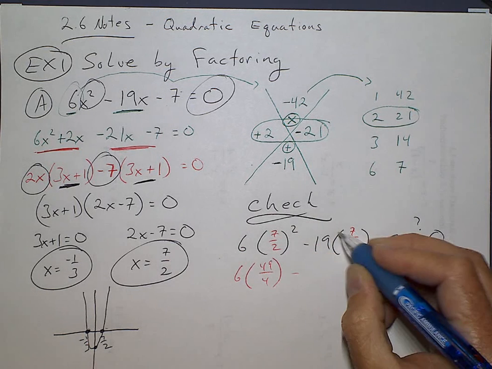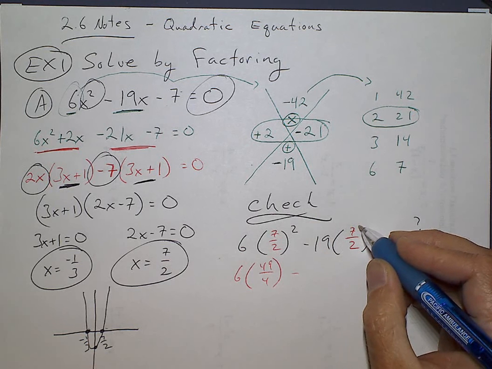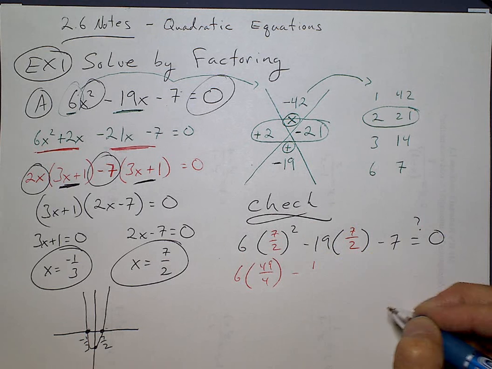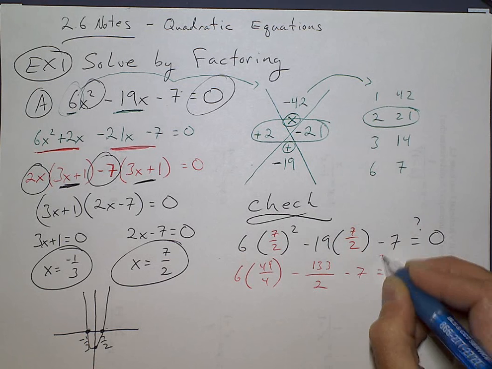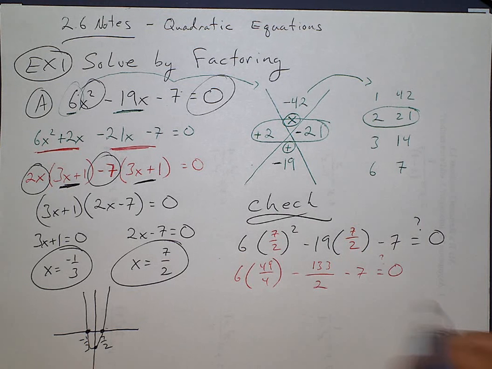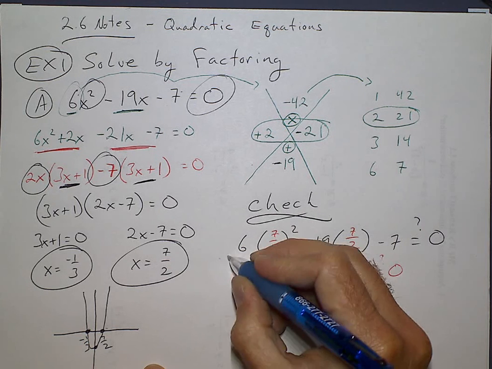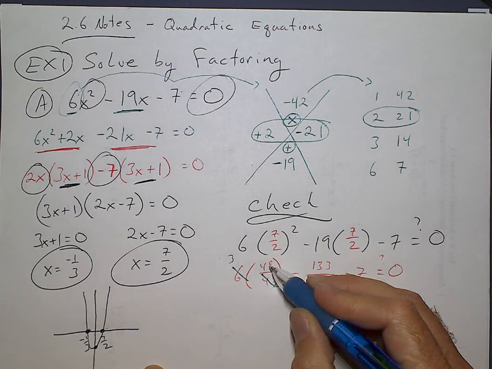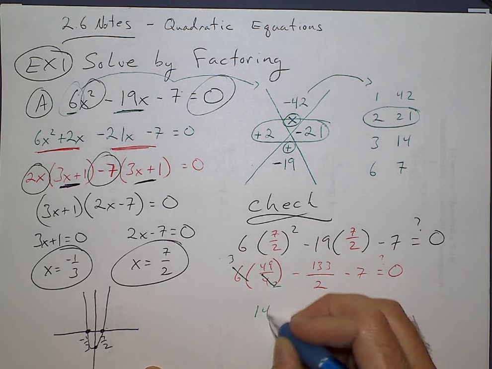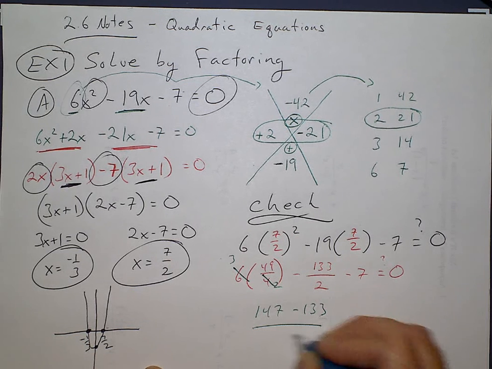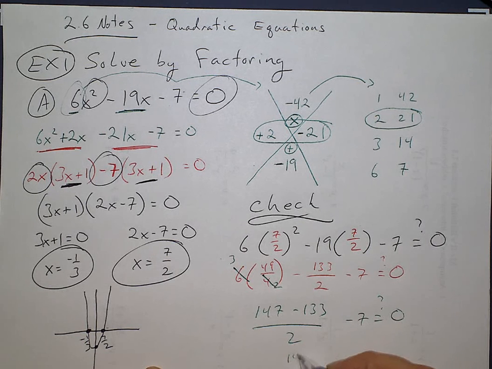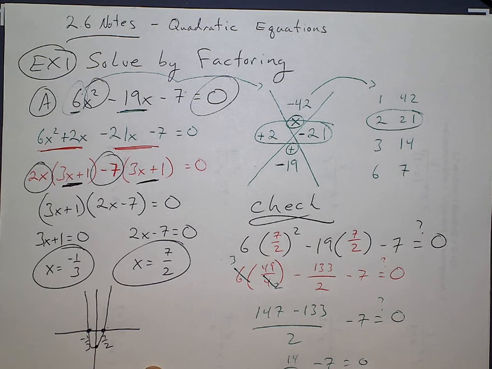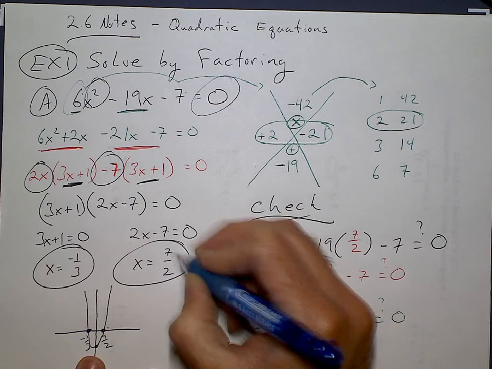minus 19 times 7. 20 times 7 is 140, so subtract 7, 133. And so we're testing, does this equal 0? Let's see, 6 divided by 4 would be 3 over 2. And so I end up with 3 times 49, 3 times 50 is 150, so minus 3, 147, minus 133, and they're both over 2 now. Minus 7, does that equal 0? That equals 14 over 2. And does 7 minus 7 equal 0? Yes, so I just proved that this one is correct.